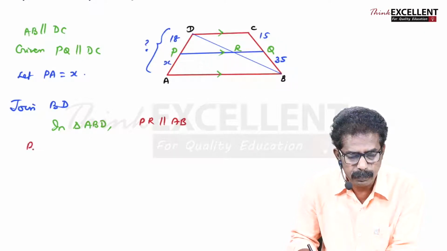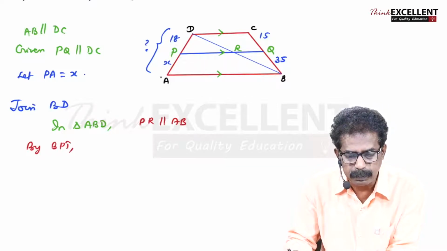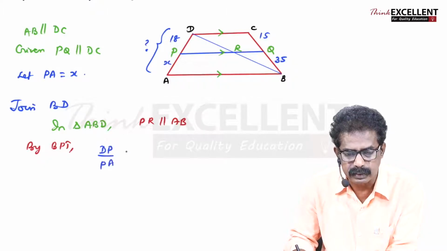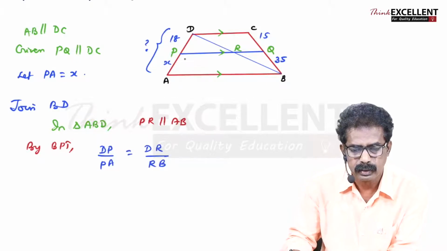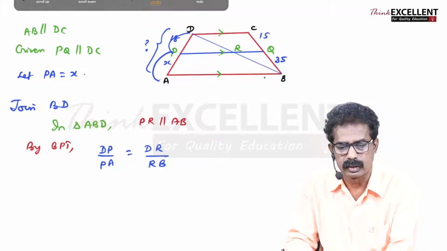So by the basic proportionality theorem, you can say DP by PA is equal to DR by RB. Right? This by this equal to this by this. Okay, that's what you have written.